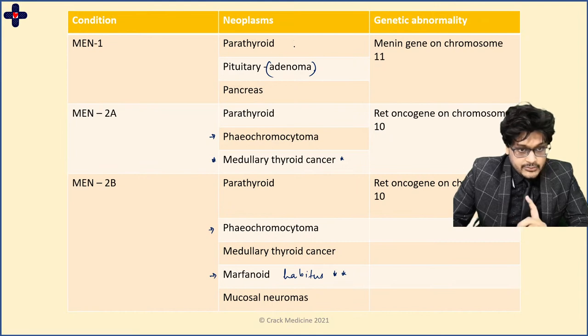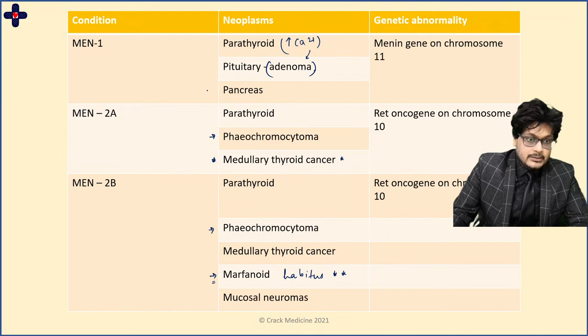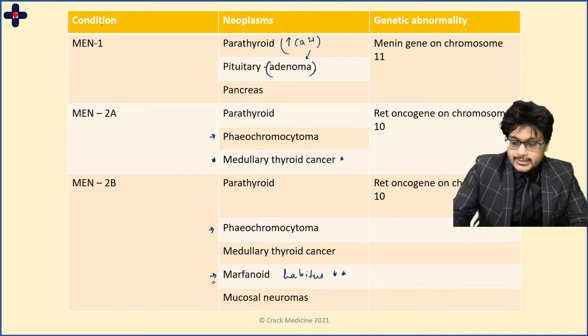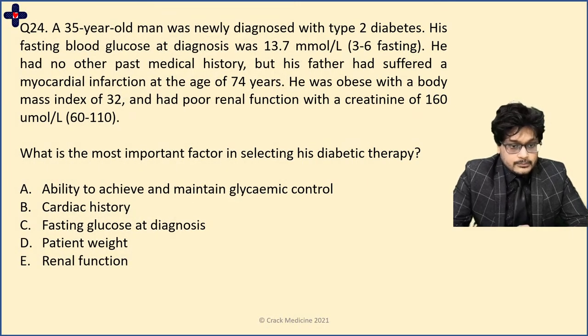Make sure that when you see high calcium levels along with pituitary features, go ahead with MEN1. Okay, I hope there's no confusion now. For MEN2, please remember there are two things which will definitely be mentioned: pheochromocytoma and medullary thyroid cancer. In 2B, you will definitely have a Marfanoid habitus, and in MEN1 you have 3: pancreas, pituitary, and parathyroid. All right, I think that's more than enough for this one. Let's go ahead.